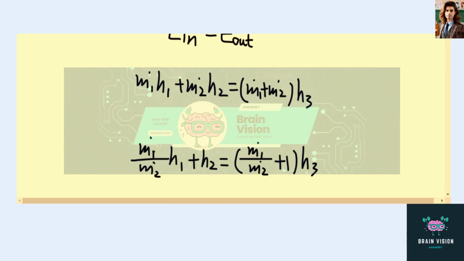Okay. And now if we do some arrangement here, we'll have ṁ1 over ṁ2 times H1 plus H2 is equal to (ṁ1 over ṁ2 plus 1) times H3. So what I did is I divided each side by ṁ2.